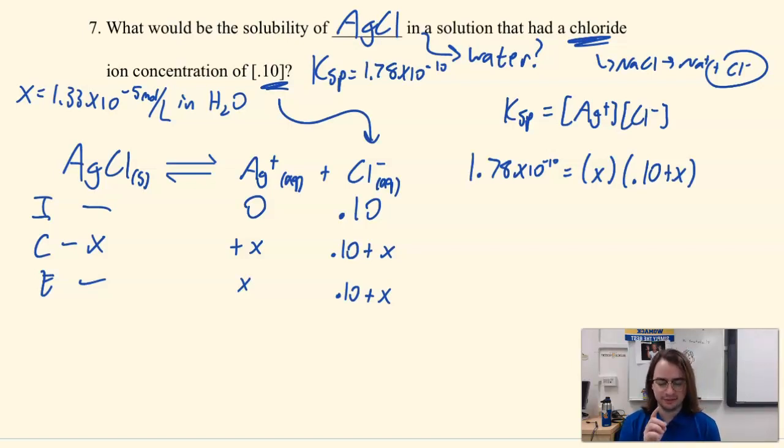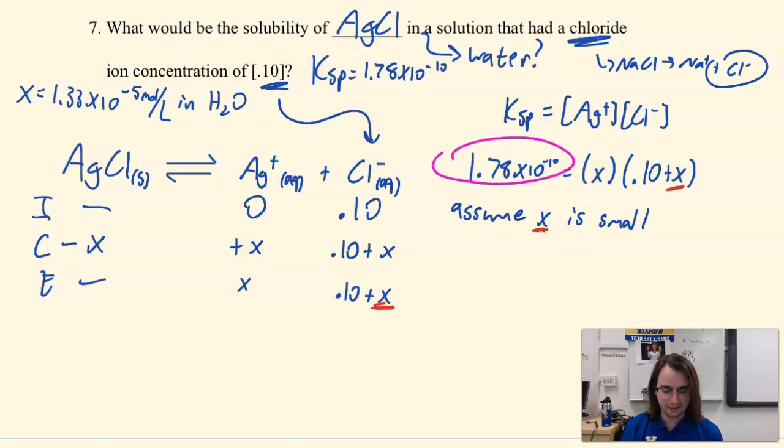So what I'm going to do is use a technique where I assume x is small. And by x, I mean this x right here, or this x. I'm assuming that x value is small. Why can I do that? Well, let's think about it. This value here is how soluble it is. It's 1.78 times 10 to the negative 10th. That's how soluble something is. If we were to calculate this value and find a value for x, there's probably an assumption that that x value is going to be really, really, really small.